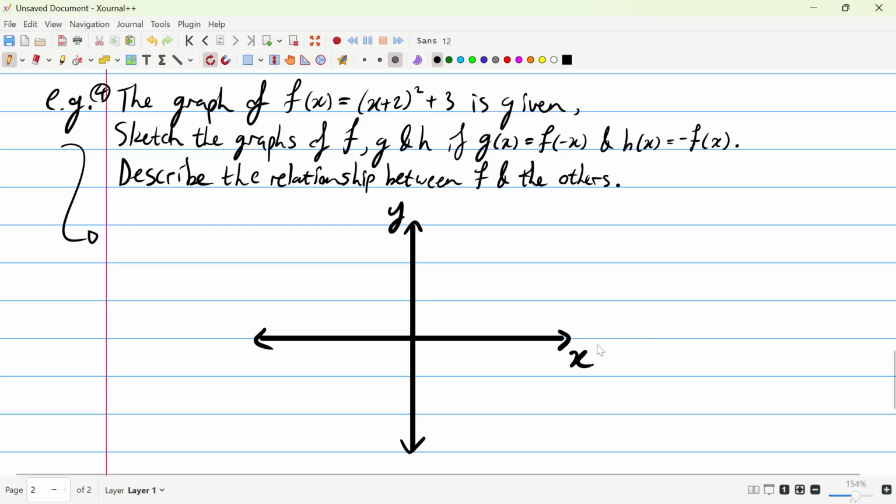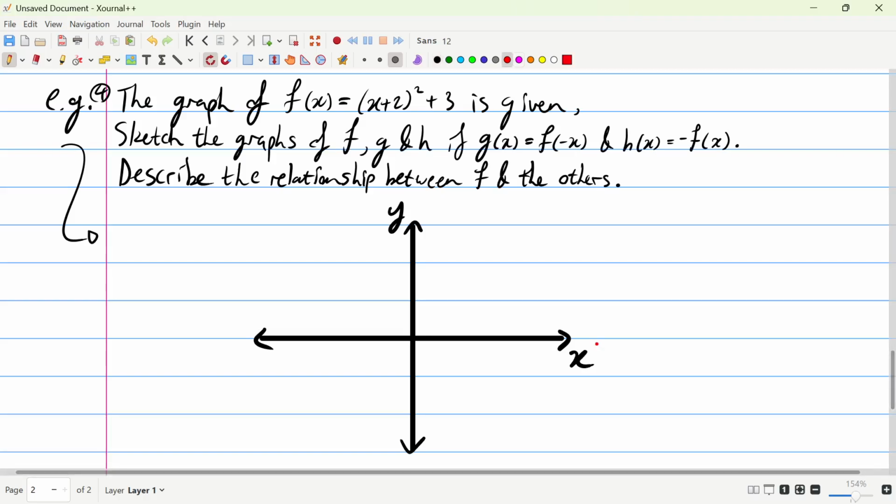Okay, now it's bigger. That's good. So first things first, we need to sketch it. How do we sketch this? Well, for this example, we don't really need to look for the most accurate sketches. I just want to look at the most important parts, okay?